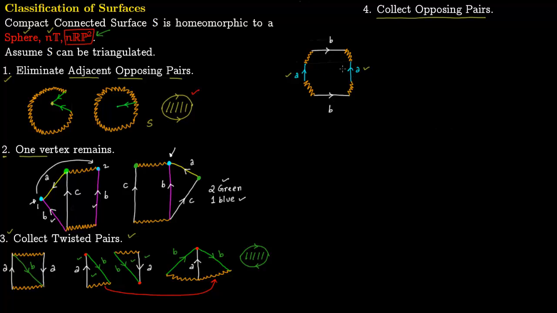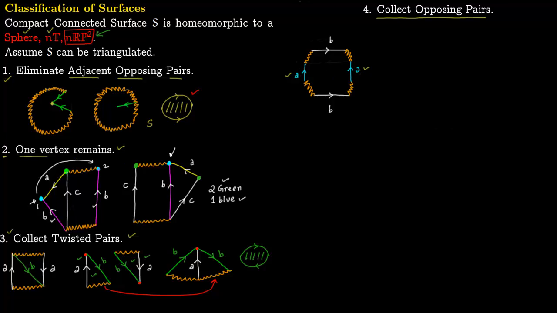Because if both A and A are next to each other or on the same side, then you will have one extra vertex. So you wouldn't be able to identify all the edges with each other, and as a result you will have one extra vertex. By step 2 there is only one vertex remaining.